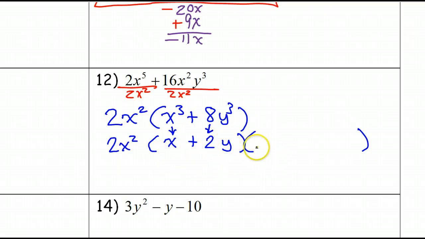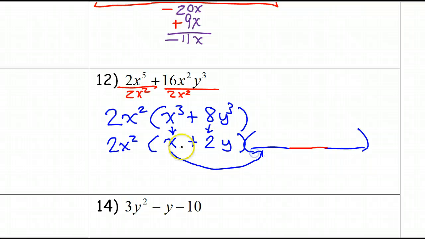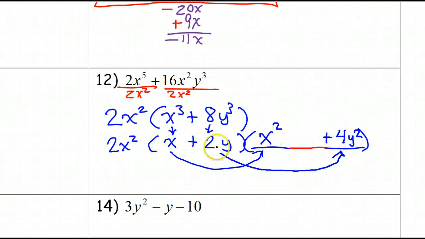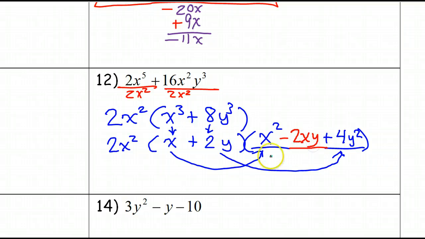Now for the trinomial, I have my beginning, middle, and end. Okay? I always do the beginning and end first. The beginning comes from squaring this, so x squared. The end comes from squaring this, so that's positive 4y squared. The middle comes from multiplying these together and taking the opposite sign. So this is going to be negative 2xy. So this is the full answer.